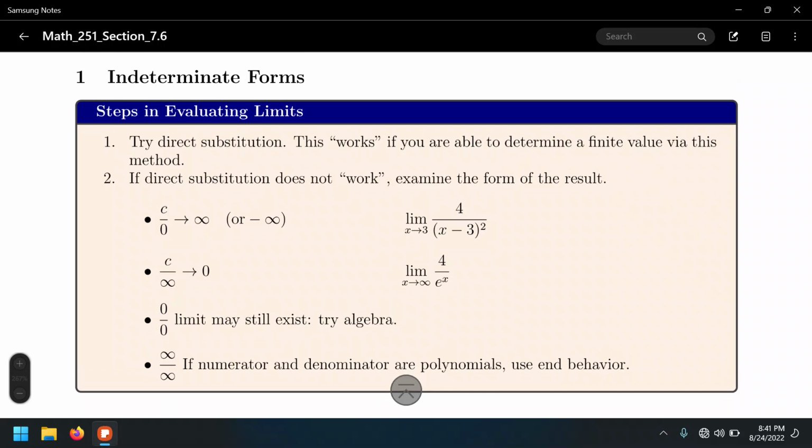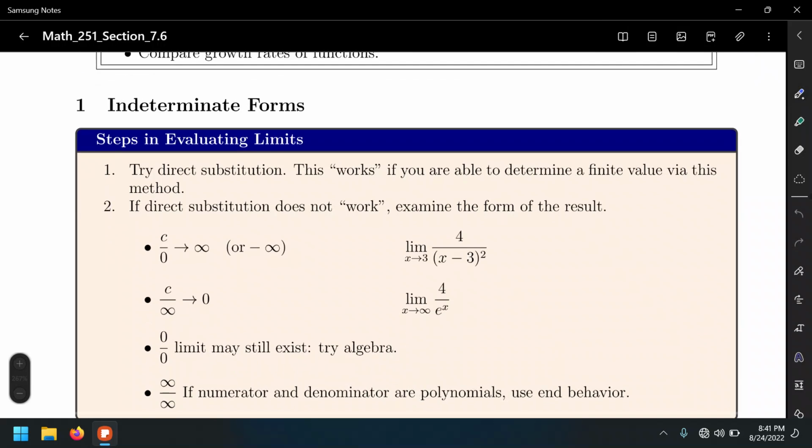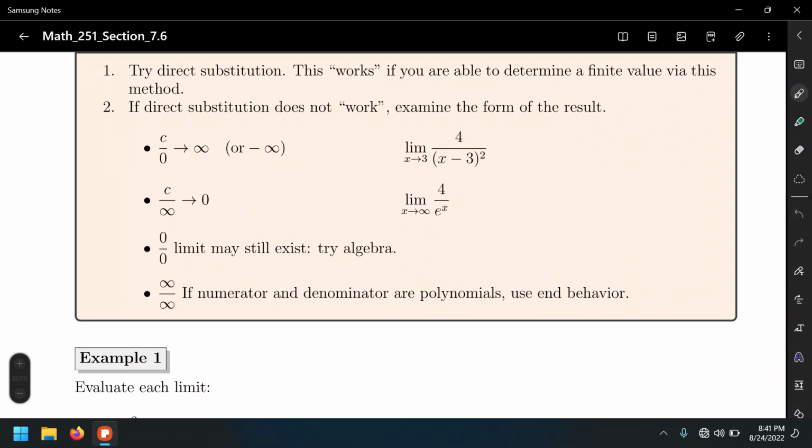So we may need to look at this limit at the graph, by the way. And in this case, that's like the reciprocal function, but in this case, the denominator is squared.